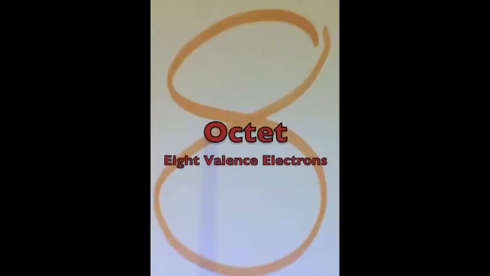Covalent bonding occurs so that the atoms can attain an octet. This number of valence electrons, 8, is needed for the atoms to be stable and unreactive. Noble gases already have 8 valence electrons. They are stable and therefore do not bond.